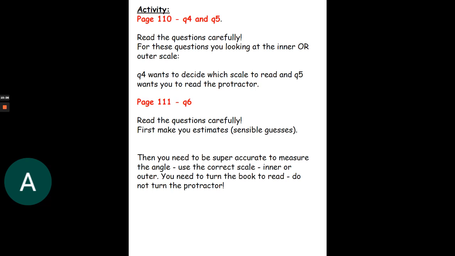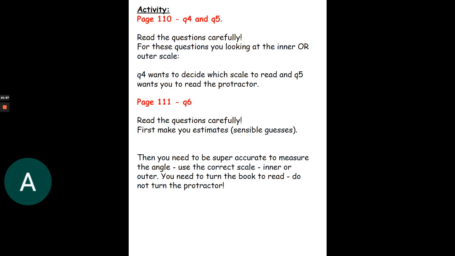For questions 4 and 5, you are looking at whether the person needs to use the inner or outer scale. So again, remember, what does that angle look like? If it's acute, then it's got to be less than. Which way is it facing? Where is the base line on the protractor? Where is the 0? Okay, so have a go at that.